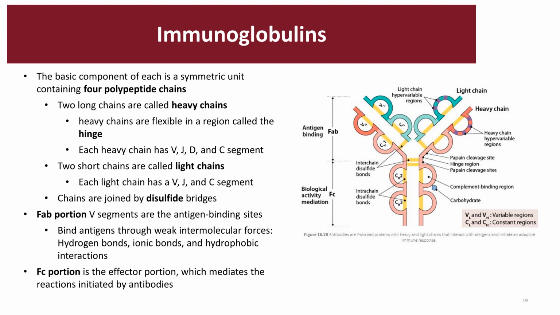The FAB region is the site that binds to the antigen. This binds via very weak intermolecular forces like hydrogen bonds, ionic bonds, and hydrophobic interactions. Whereas the FC region, which stands for the constant region, is a portion of the antibody that determines the biological function of that antibody. It remains constant. It determines the kind of class that antibody falls into. The two long chains are heavy chains, and there is a hinge region which makes it flexible.